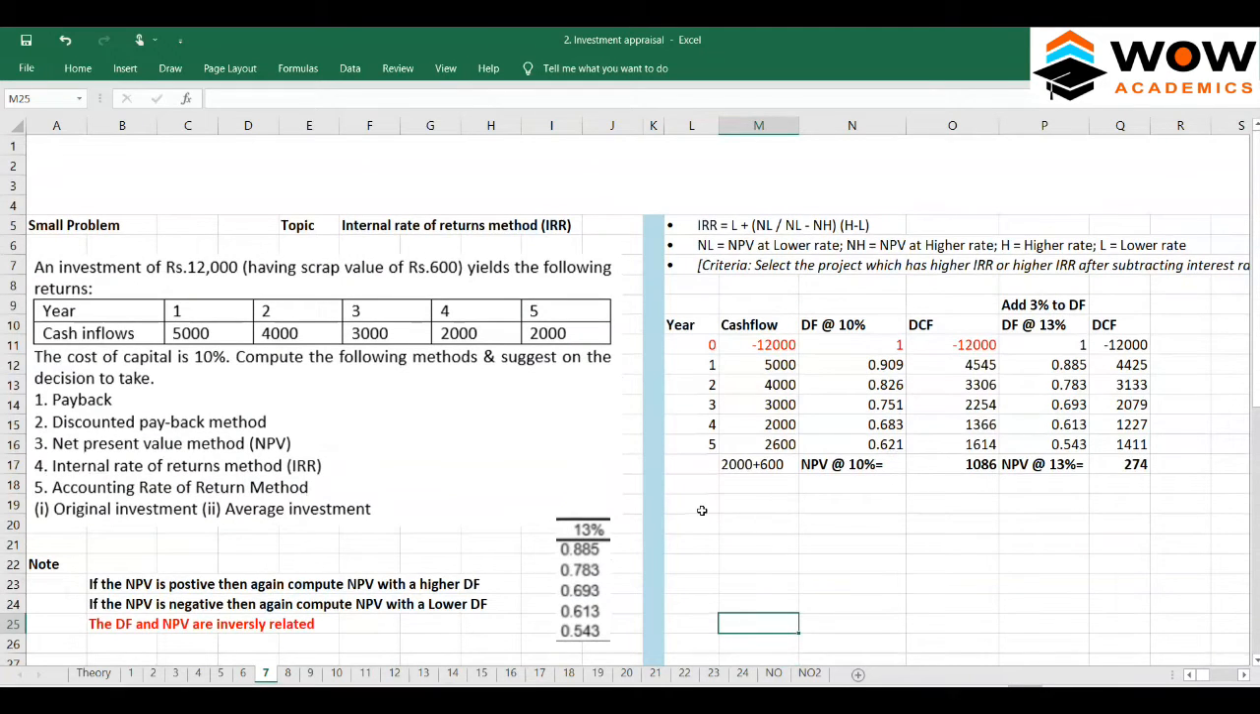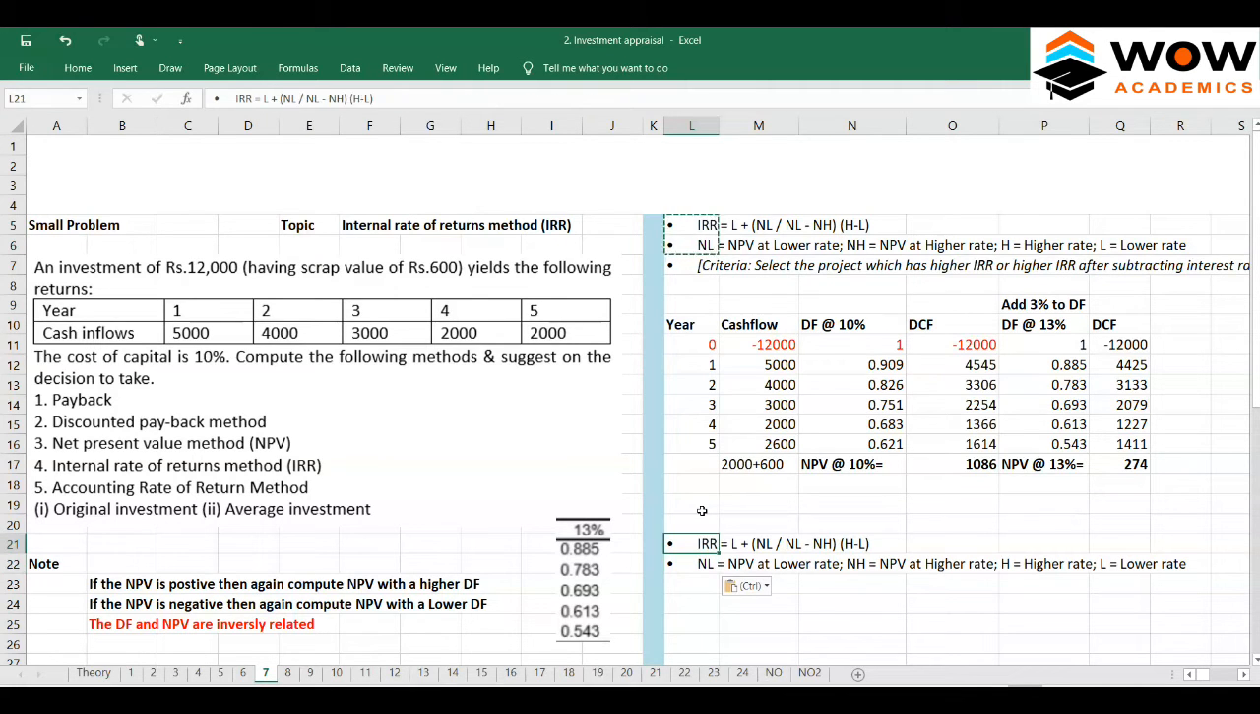So where is our IRR? That is the question. So we have still not computed the IRR. We have to get a formula. So this is the IRR formula. Let's first get the IRR formula here. So the IRR is L plus bracket NL divided by NL. Okay, once again.